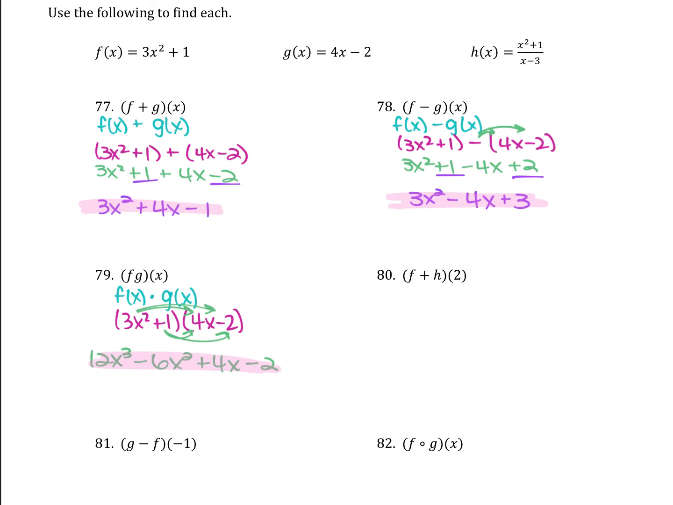For 80, you have f plus h of 2. So you're doing f of 2 plus h of 2. We said f of x is the 3x squared plus 1. So if you plug in the 2 there, the 2 squared is 4 times 3 is 12 plus 1 is 13. The h of 2, plug it into h of x, the x squared plus 1 over x minus 3. 2 squared is 4 plus 1 gives us 5 over 2 minus 3 is negative 1. So that's 13 minus 5, which is 8.